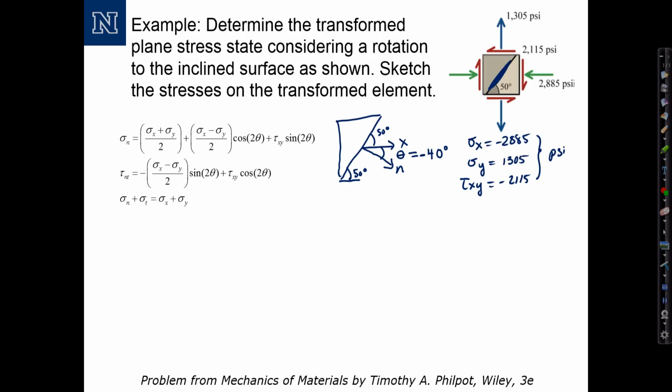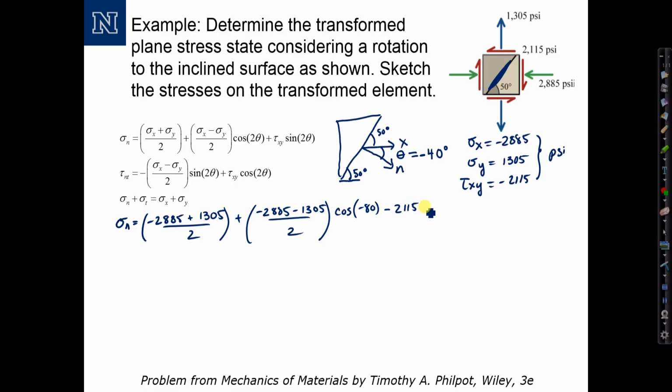Start with sigma n equals sigma x plus sigma y over 2, or negative 2885 plus 1305 over 2, plus sigma x minus sigma y over 2, negative 2885 minus 1305 over 2, times cosine of 2 theta, which is negative 80 degrees, plus the tau xy, which is minus 2115, times sine of 2 theta, or sine of negative 80 degrees. This computes to 929 psi. That's sigma n.